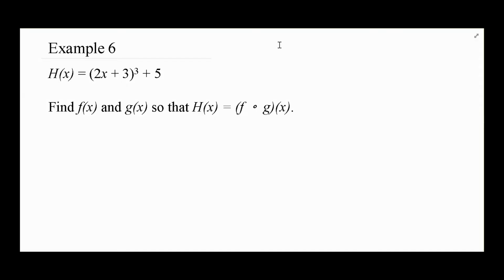Now, as we look at example 6 here, I do want to point out that there's not always a unique answer to each of these problems. So we can actually come up with multiple answers to this particular problem. And I'm going to walk you through a couple of those. So we're looking for f of x and g of x so that f is the main thing going on, and g is going to be what is plugged in.